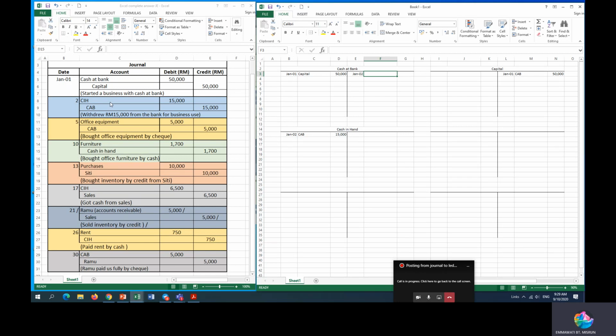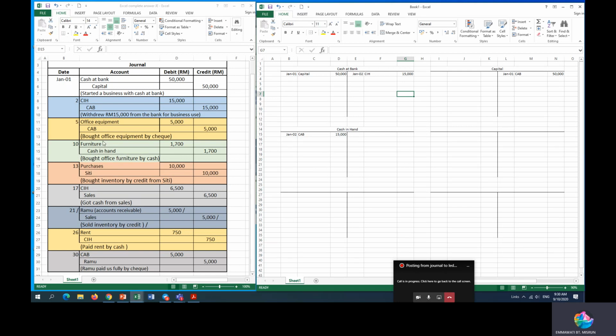And then the double entry for cash at bank. So the debit entry for cash at bank is cash in hand. So write it down, cash in hand, and then the amount is 15,000. Okay, you look at here. Cash at bank, the amount is 15,000 on the credit. So that would be the entry for the 2nd of January. Now let's finish our ledger with the balances of the posting.